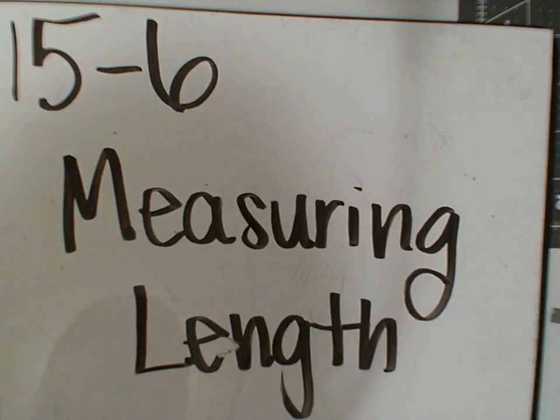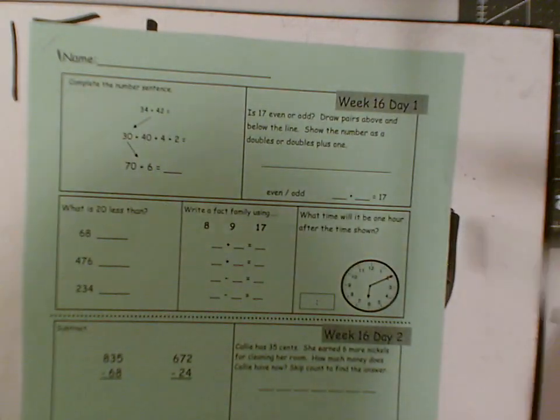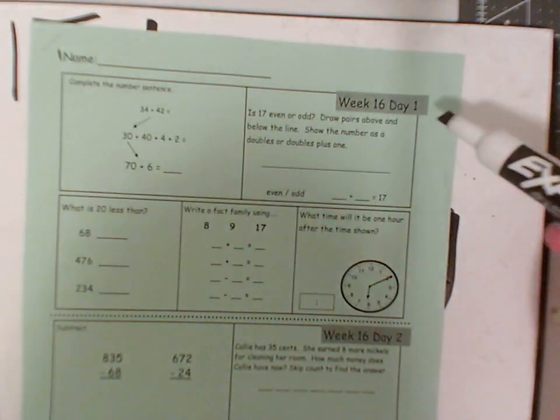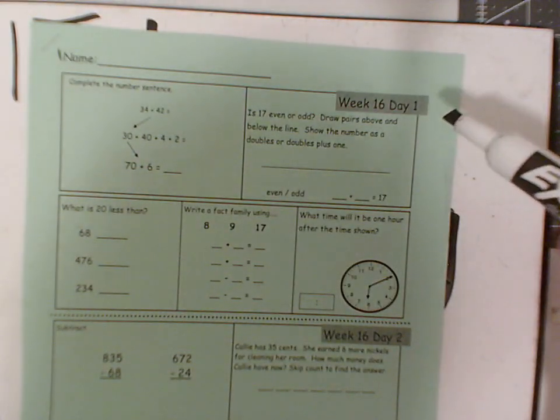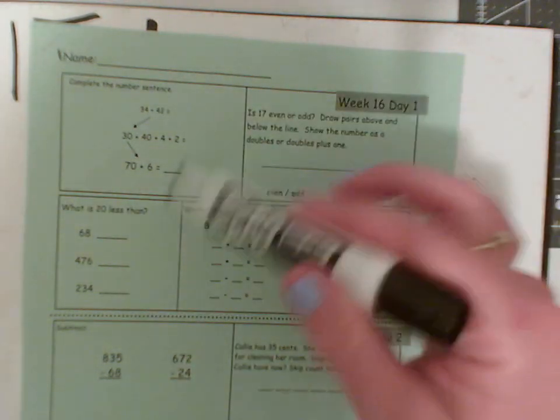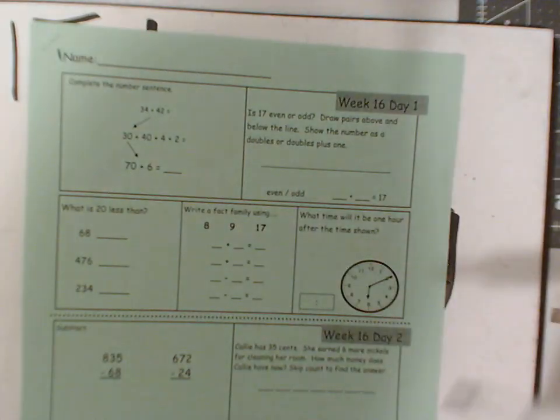All right, so you can go ahead and get out your green packet of the week, and please do this first box called Week 16, Day 1. So you can pause this video and complete this first half of the paper, and then when you hit resume again, you can see the answers and check.